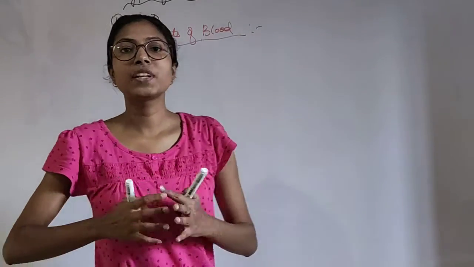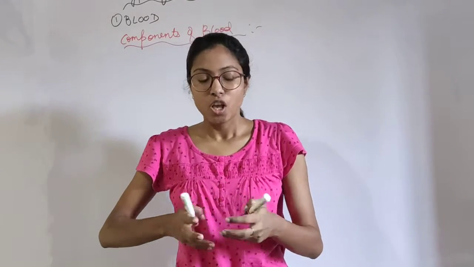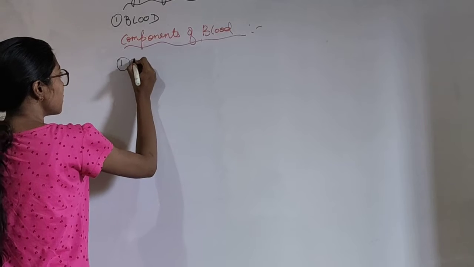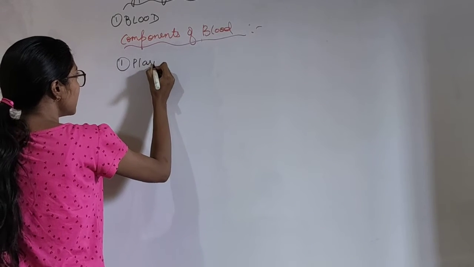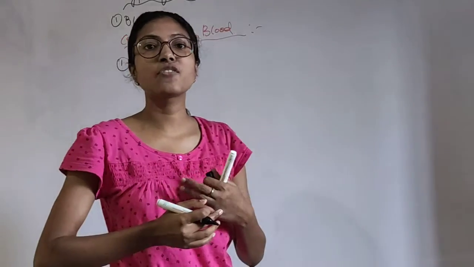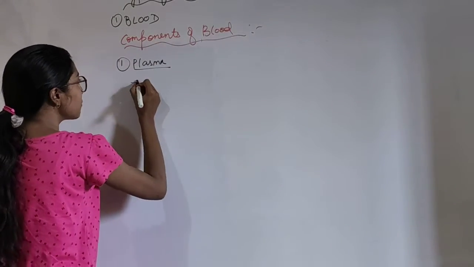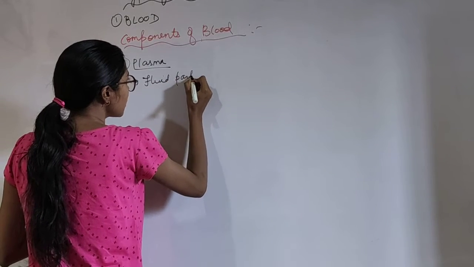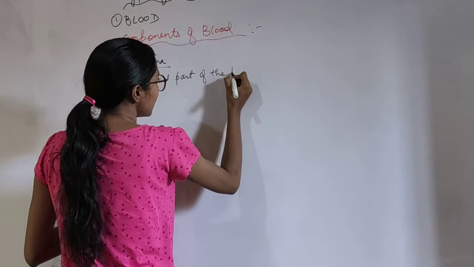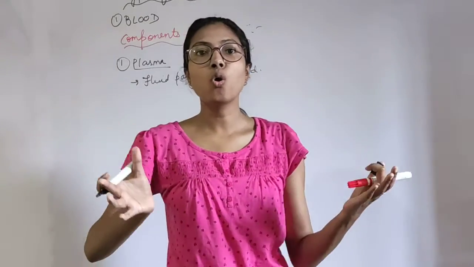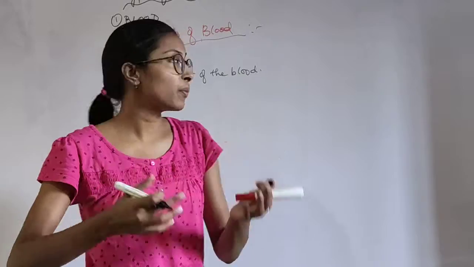So components of blood, as I told you about the solid material. The components of blood consist of, first, the plasma, which is the extracellular material. It is present in the form of fluid. It is the fluid part of the blood. And here, only in the plasma, all the blood cells are embedded in it.